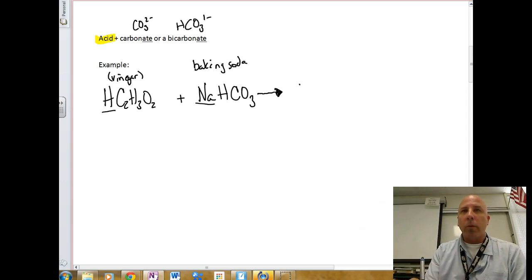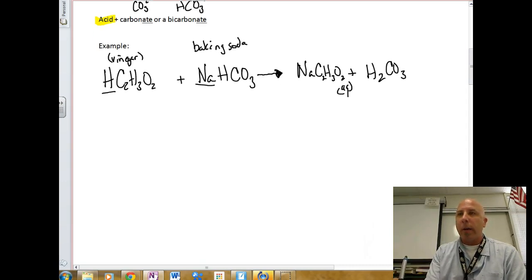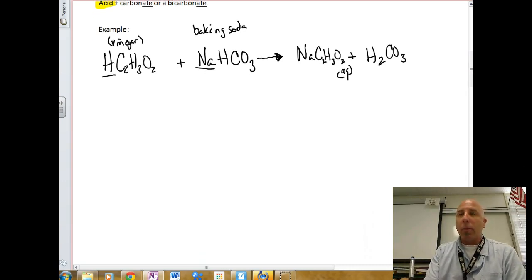So we're going to form sodium acetate, and we are also going to form H2CO3, which is carbonic acid. Now, this is going to be aqueous. Now, the funny thing happens with, let's talk about this carbonic acid for a second. This is very unstable for the most part.